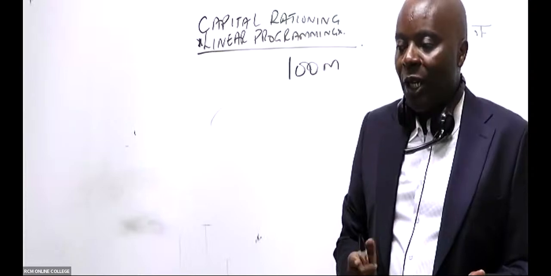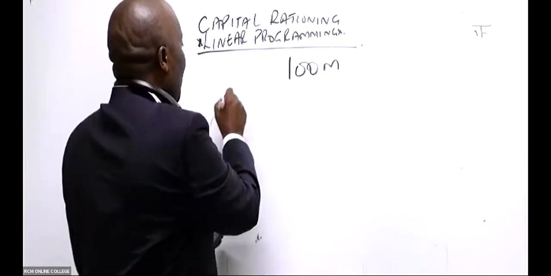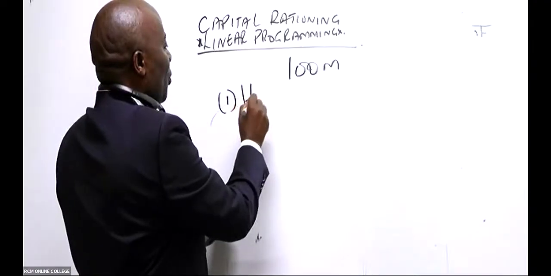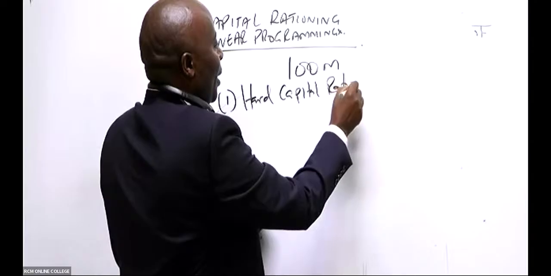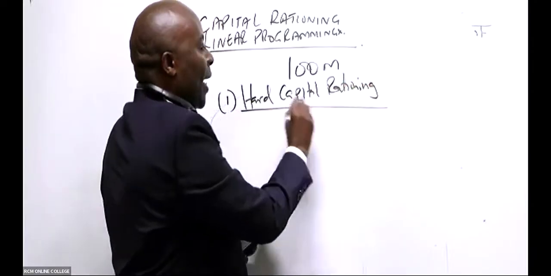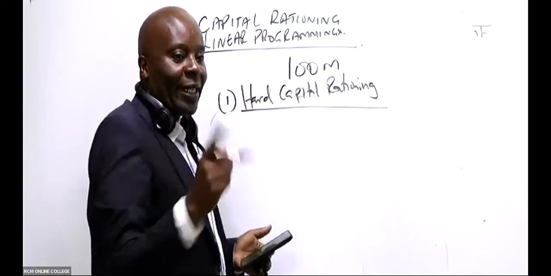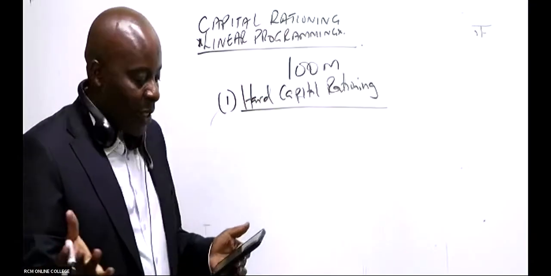Types of capital rationing. There are normally two. Number one, we have hard capital rationing. Whenever you hear of hard, these are normally caused by external factors. Banks are not able to finance us, etc.